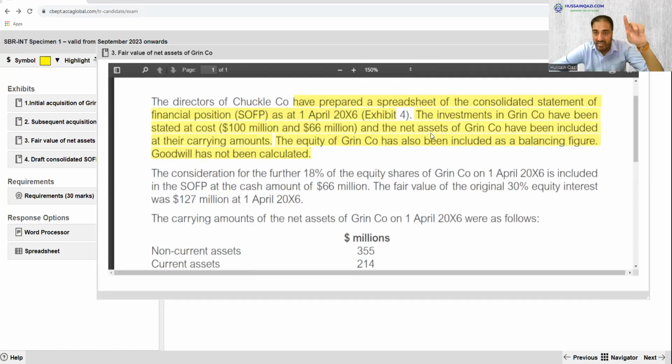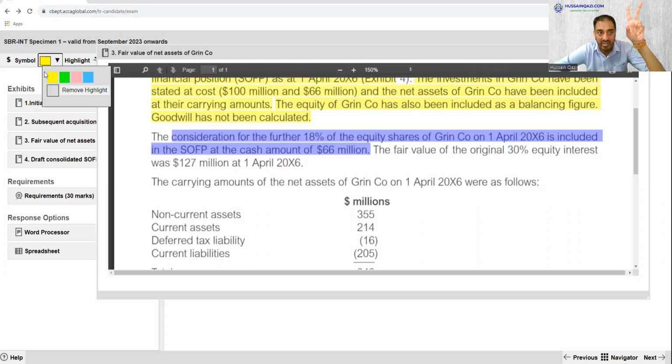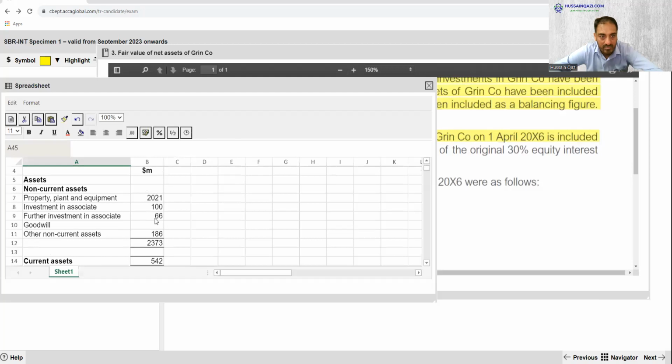That's cost, investment in Grin mentioned at cost 100 plus 66. Net assets have been included at the carrying amount, meaning assets and liabilities, and the equity balance is incorporated here. The consideration of a further 18% of Grin on 1st April is included in SOFP as cash of 66 million. HB also referred that the 66 million they have already incorporated. That's the point. 66.